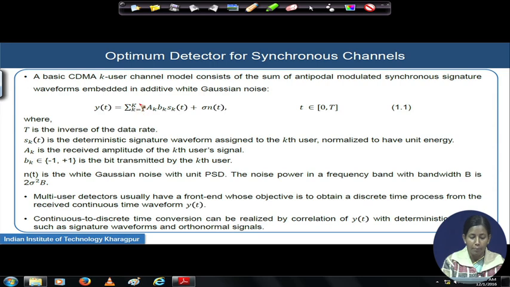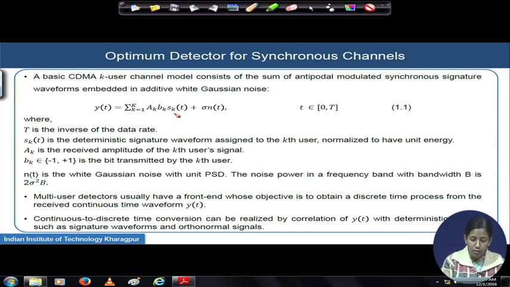If I have capital K total users, I will get the sum of all those transmitted signals, embedded with relatively white Gaussian noise. Remember, y(t) is a continuous domain received signal, and this t can vary between 0 to capital T, and this capital T is the inverse of the transmitting data rate.